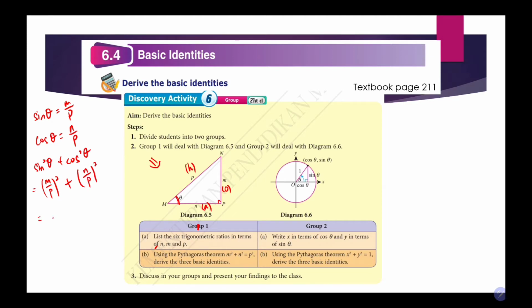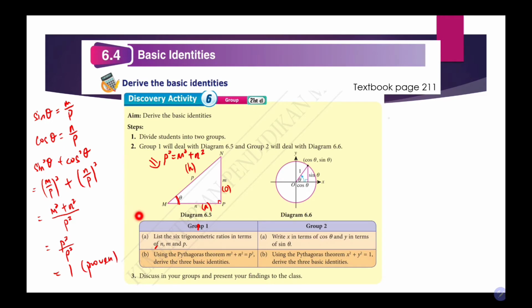So the denominator is the same, P square. For the numerator, we have M square plus N square. How does M square plus N square over P square equal 1, right? So as we can see, from the right angle triangle here, we have the Pythagoras theorem, which tells us P square equals M square plus N square. Correct? So we can replace the M square plus N square here with P square. So we have P square over P square, and we get 1. So we have proven sine square theta plus cos square theta equals 1.